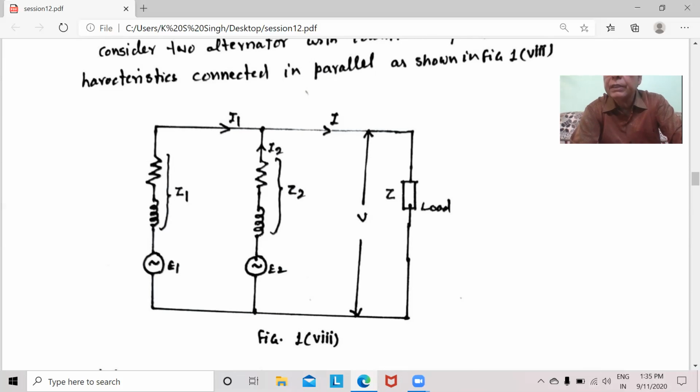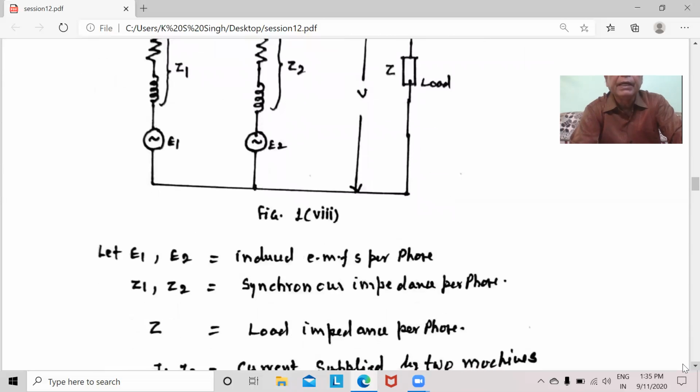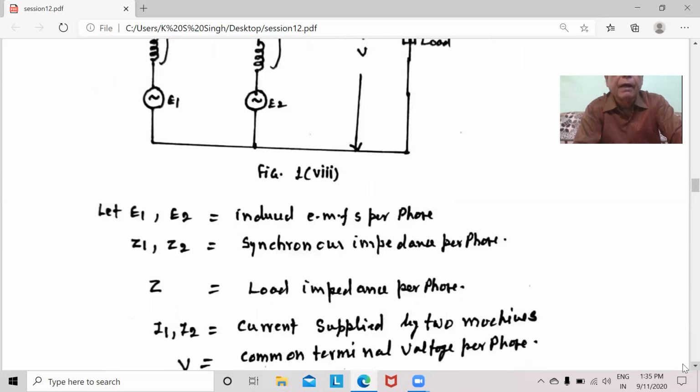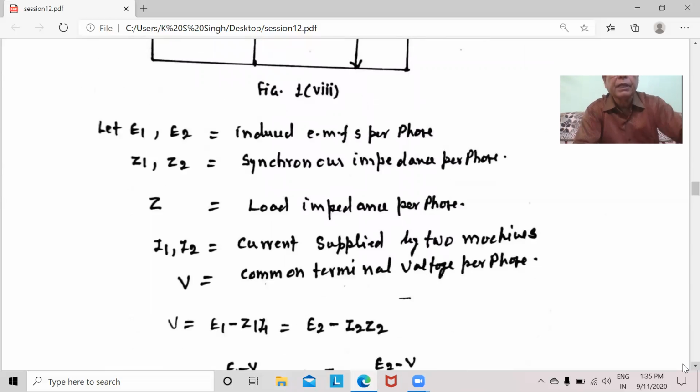Let us see. E1 and E2 are the induced EMF per phase, Z1 and Z2 are the synchronous impedance per phase, Z is the load impedance per phase, and I1 and I2 are the currents supplied by the two machines. V is the common terminal voltage per phase. So in this case, V is equal in both cases.